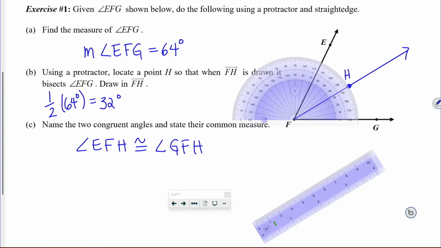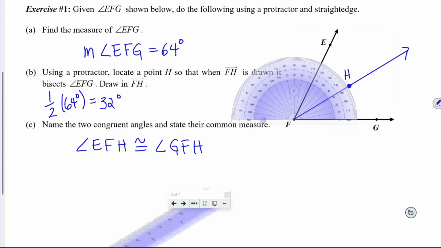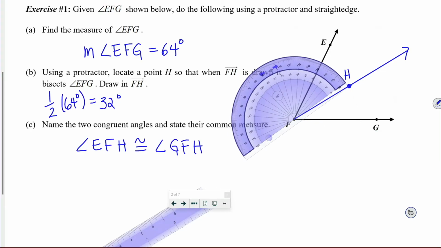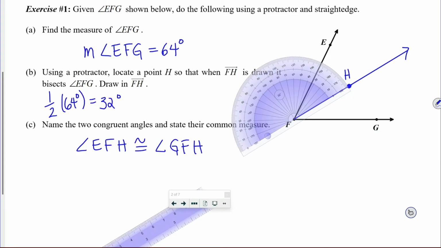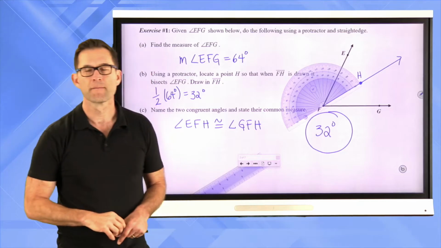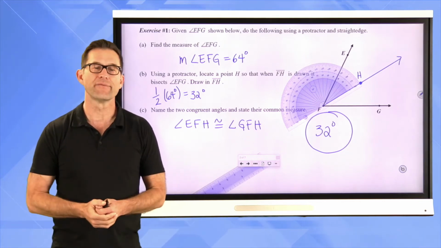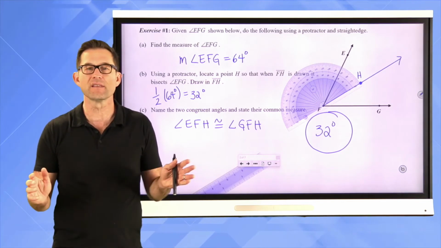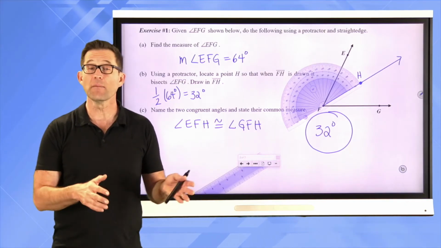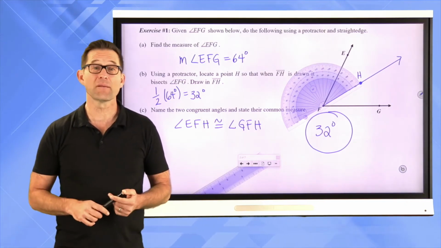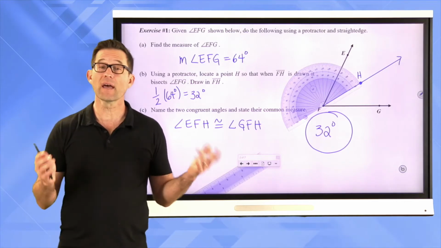What are their two measures? Well, we already know that the measure of EFH is 32 degrees, right? And I could then rotate my protractor like this, and I can also see that the measure of angle GFH is equal to 32 degrees. So their common measure is 32 degrees. Real simple idea, right? An angle bisector cuts an angle in half. It's just the easiest thing on earth. And eventually we'll see segment bisectors, and not surprisingly, segment bisectors will cut a segment in half.